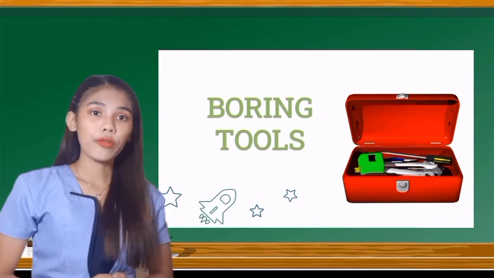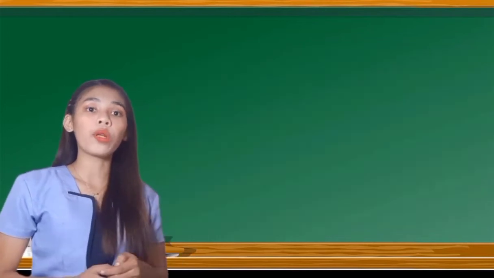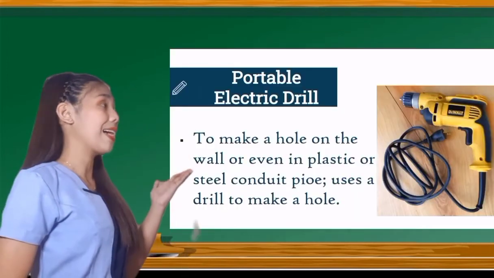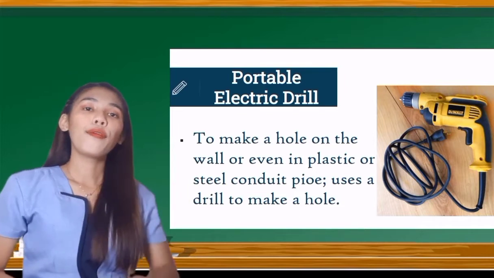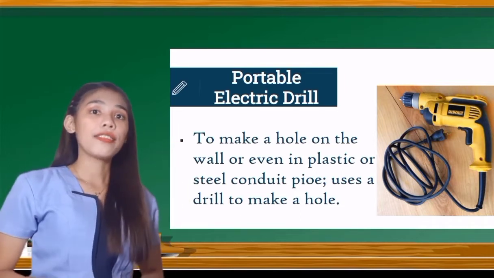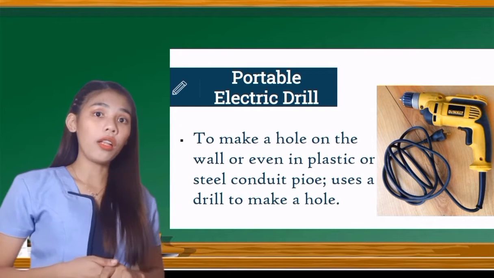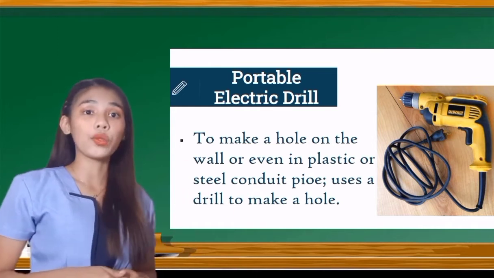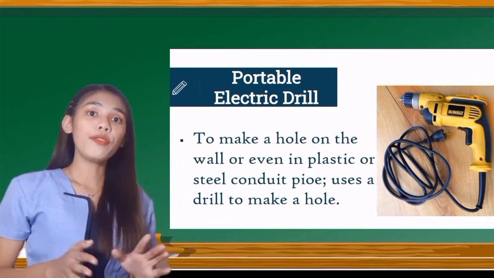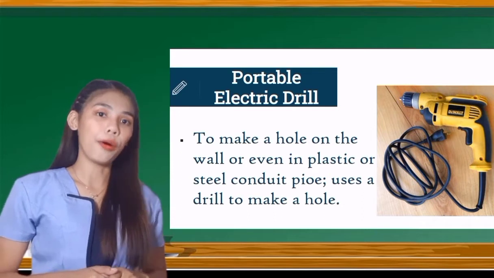Next are the boring tools. The first boring tool is what we call the portable electric drill. So, the portable electric drill is used to make a hole in the wall or even in a plastic or steel conduit pipe. Also uses a drill to make a hole.